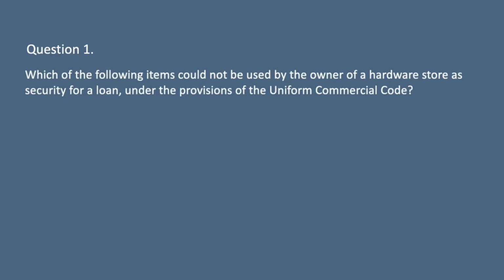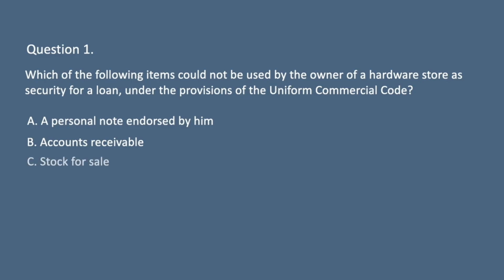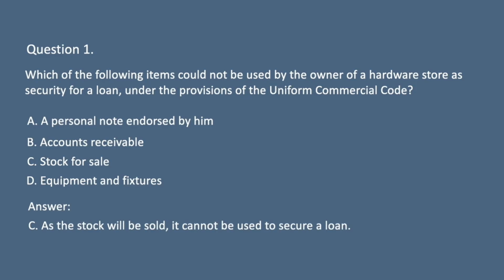Question 1. Which of the following items could not be used by the owner of a hardware store as security for a loan, under the provisions of the Uniform Commercial Code? A. A personal note endorsed by him. B. Accounts receivable. C. Stock for sale. D. Equipment and fixtures. Answer. C. As the stock will be sold, it cannot be used to secure a loan.